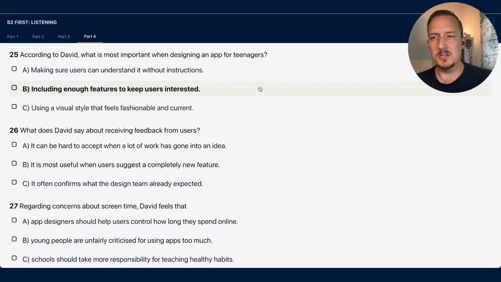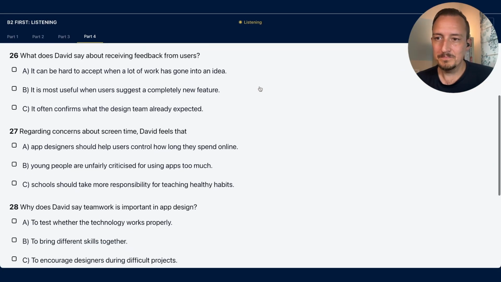He doesn't mention much about the visual style or making sure users can understand it without instructions. I think, in fact, he says that young people are pretty tech savvy, i.e. they understand technology really easily. So B is the correct answer to 25.